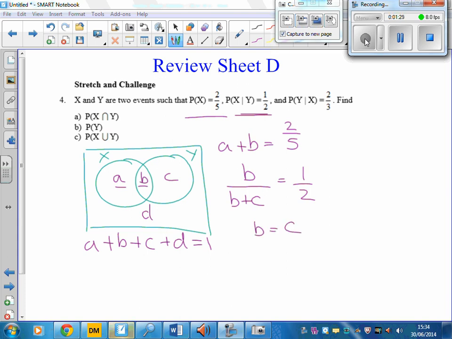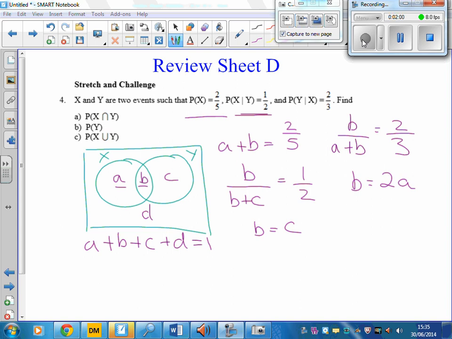So that the probability of B happening is just a half. B will be the same as C. We're then told the probability of Y happening, given that X has happened, is 2/3. So that's going to be B over A add B. The probability of X happening is 2/3. So obviously B has to be 2 A's. So therefore B is equal to 2A.